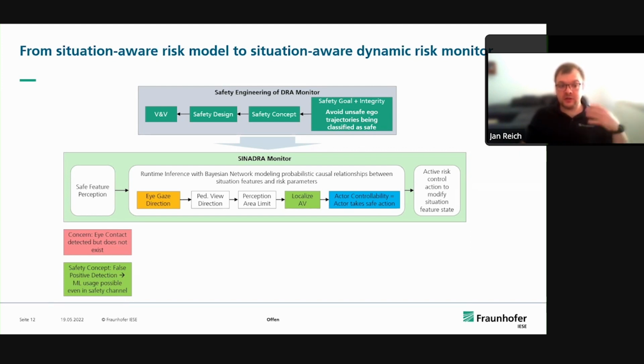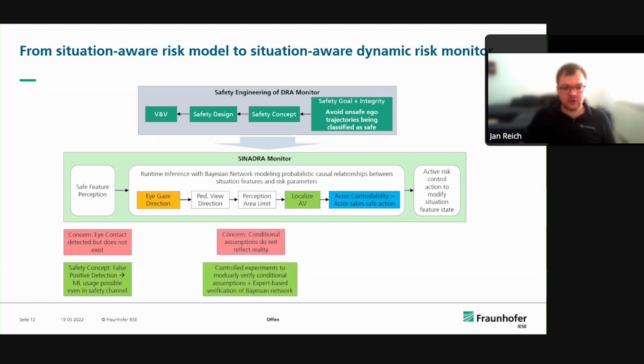However, since only the commission failure is relevant here, we can use false positive detection as a safety concept to assure that this does not happen. And this even means that in certain cases we can use machine learning, for instance for the eye gaze detection, because we have this false positive detection. A machine learning algorithm in general has a hard time being verified or validated if we have to detect eye contact in an image that we don't know of with traditional algorithms. But here the ML algorithm would provide a detection that we just need to verify, and this is possible with traditional algorithms.